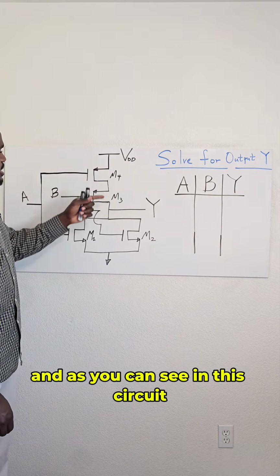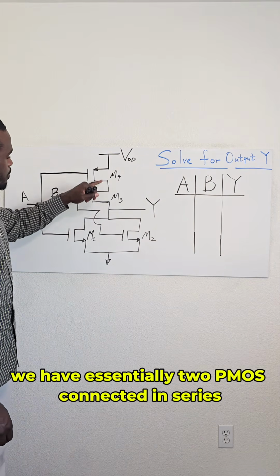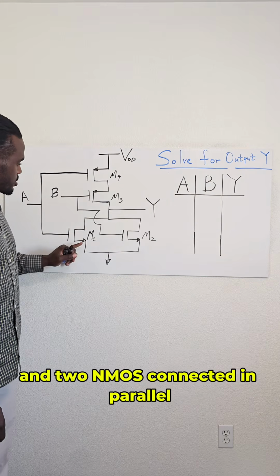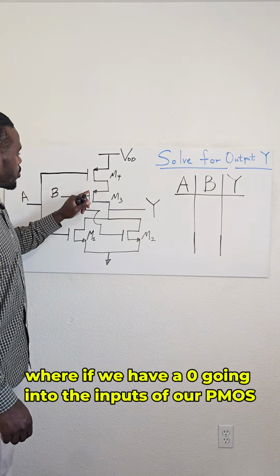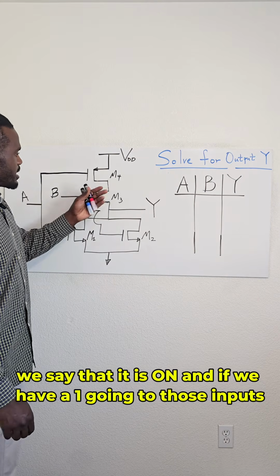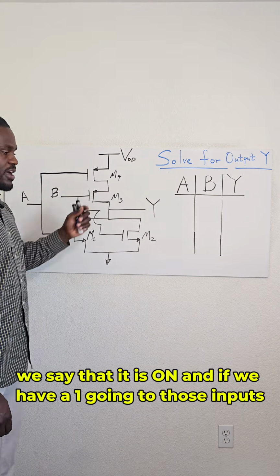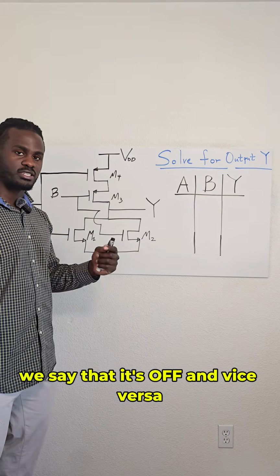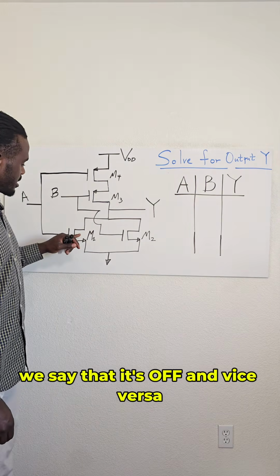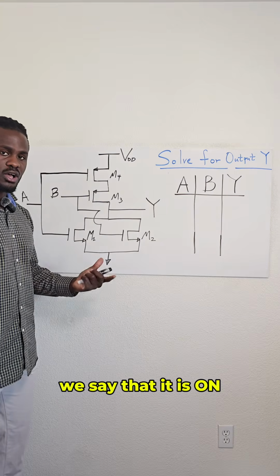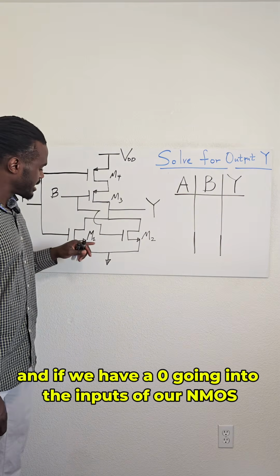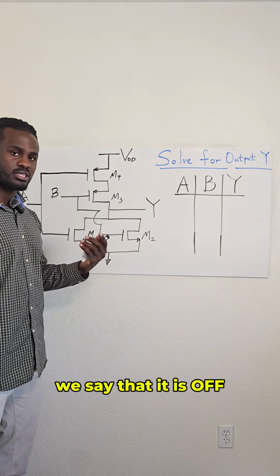And as you can see in this circuit, we have essentially two PMOSs connected in series and two NMOSs connected in parallel, where if we have a 0 going into the inputs of our PMOS, we say that it is on, and if we have a 1 going to those inputs, we say that it's off. And vice versa, if we have a 1 going into our inputs for our NMOS, we say that it is on, and if we have a 0 going into the inputs of our NMOS, we say that it is off.